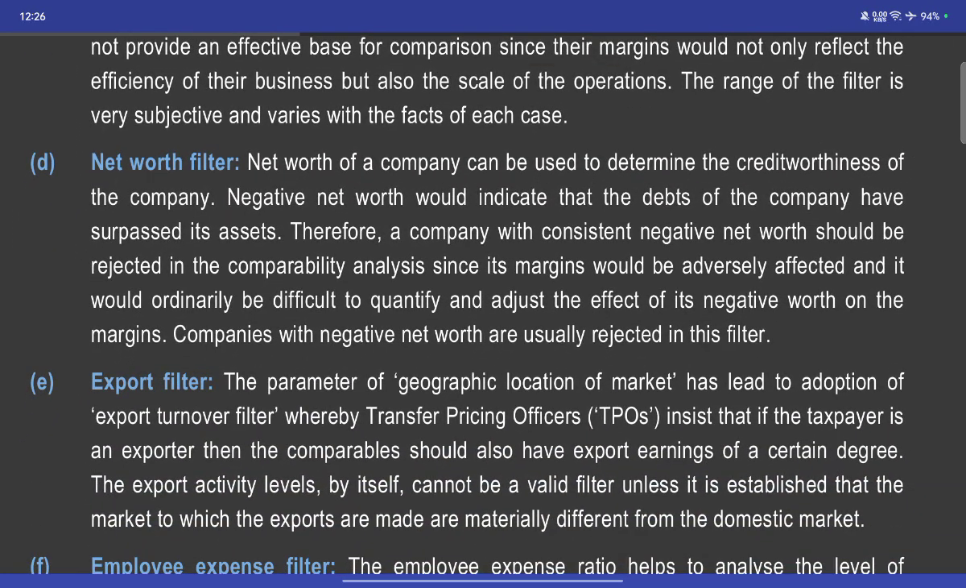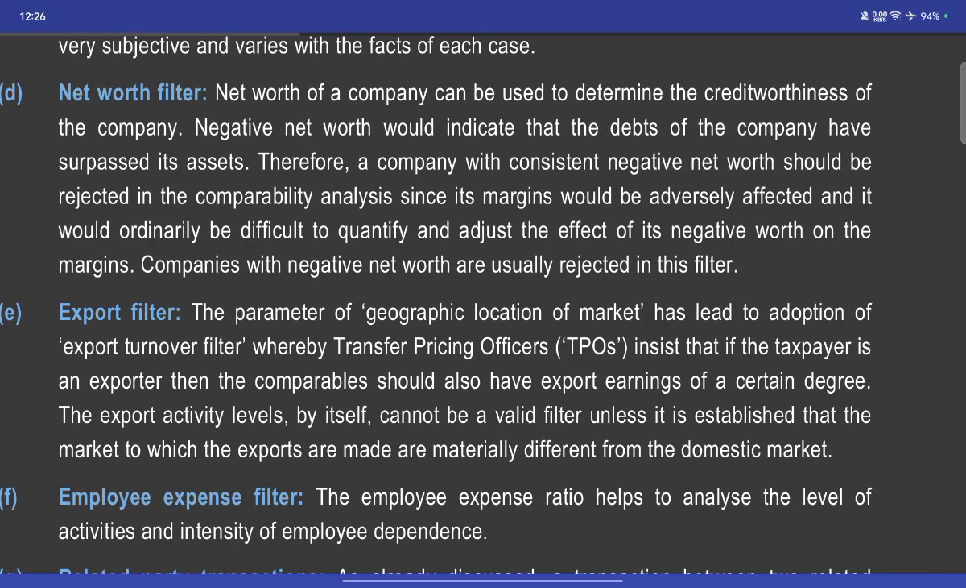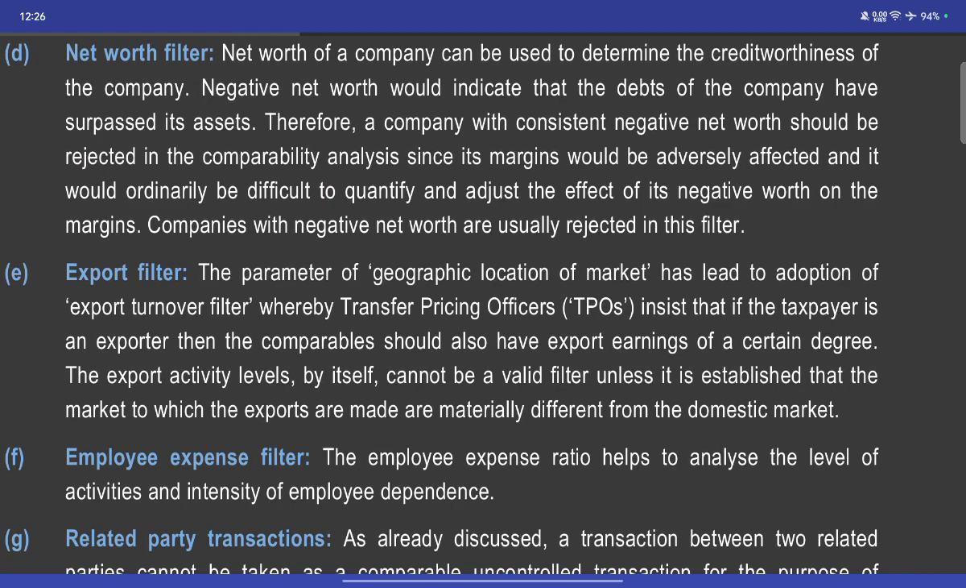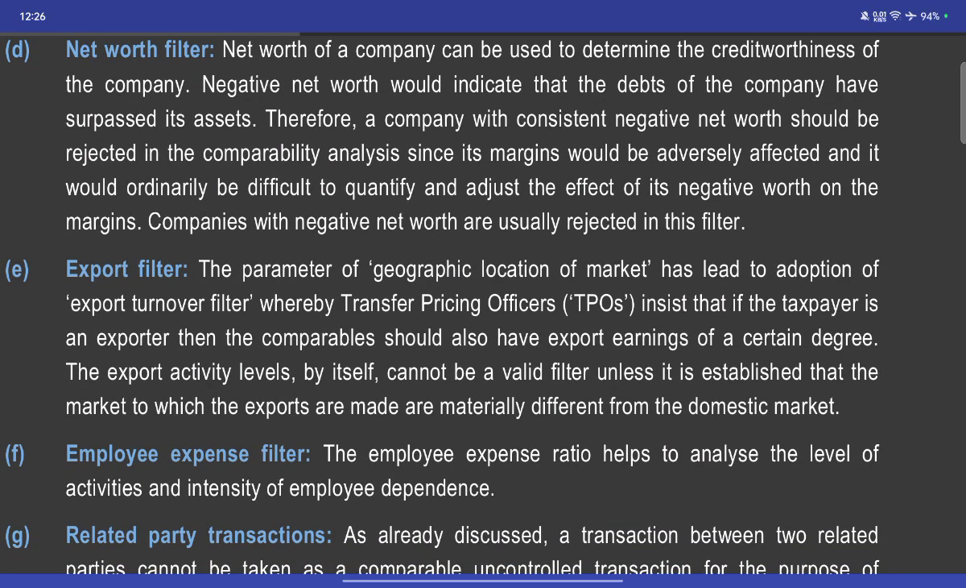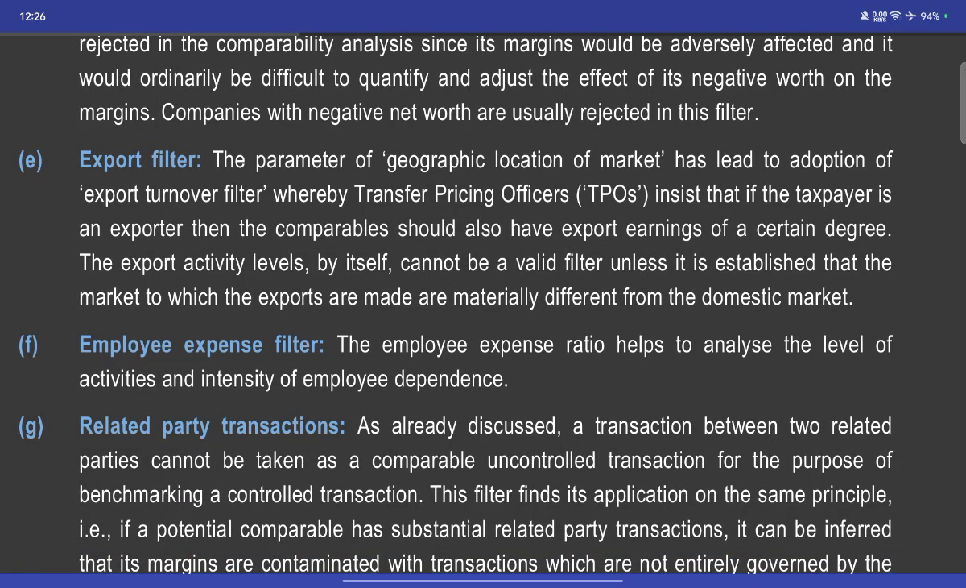Net worth filter. The net worth of the company can be used to determine its financial health. Negative net worth would indicate that the company has eroded assets. Therefore, a company with consistent negative net worth should be rejected from the comparability analysis, since the margin would be adversely affected and it would ordinarily be difficult to quantify and adjust the effect of negative net worth on the margin. Companies with negative net worth are usually rejected in this filter.